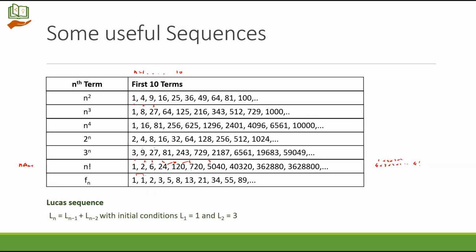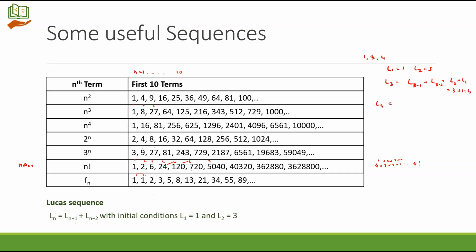Ln is equal to Ln minus 1 plus Ln minus 2 with initial condition L1 is equal to 1, L2 is equal to 3. Since they have given L1 is equal to 1 and L2 is equal to 3, we will start with L3. This is equal to L3 minus 1 plus L3 minus 2. So this will be L2 plus L1. So this is 3 plus 1 which is equal to 4. So the sequence will be 1, 3 and then 4.